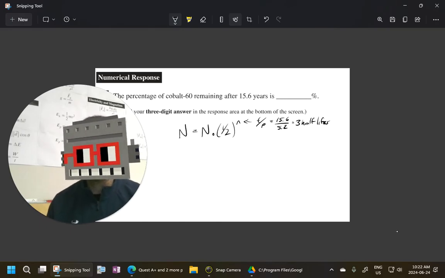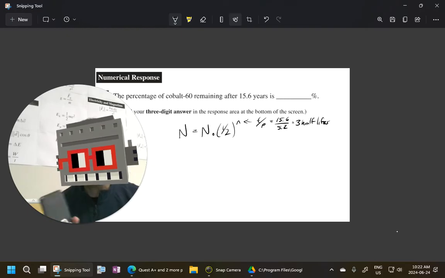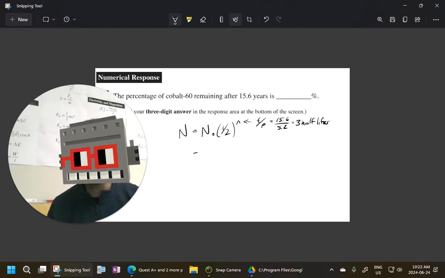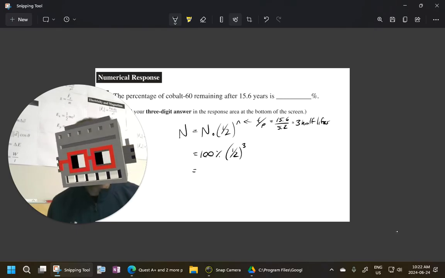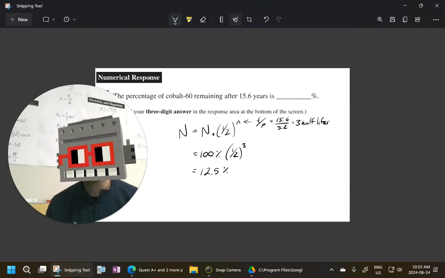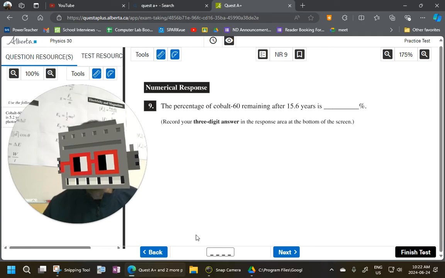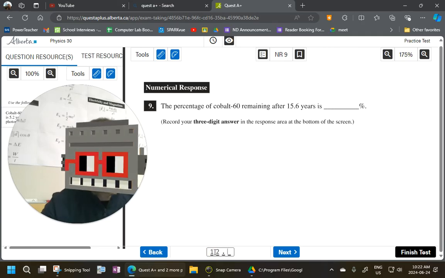So there's a couple of different ways to do this. You could plug it into our formula sheet or into the formula here. We want to determine percentage, so let's just say we start off with 100%, and we raise this to the power of 3. So it's just 100 divided by 8 essentially, but if you want to do it the other way, you can. So you get 12.5%. Well, 3-digit answers to 12.5. There you go. 12.5.